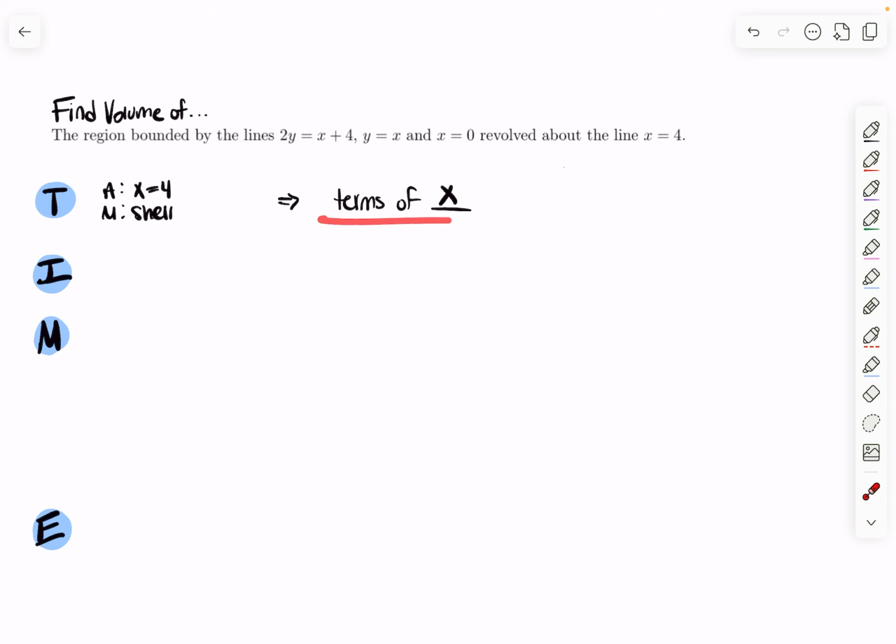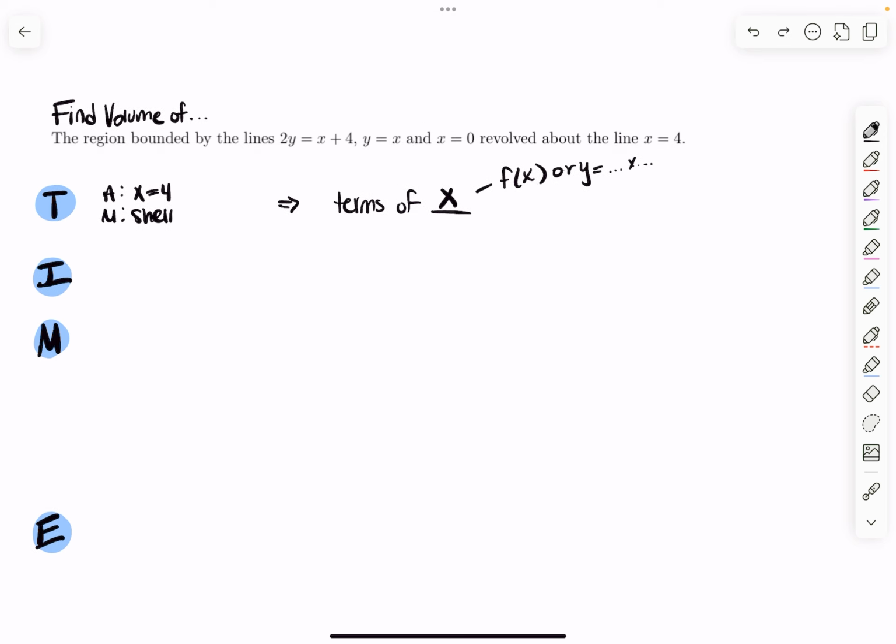Because what this means is that our functions are going to have to be in terms of x, or in this case, the curves they give us are going to have to be y equals something something x, where the variable is x, and that's already true for both of these. They're in terms of x because the variable is x.